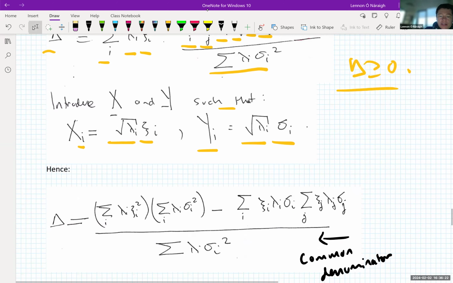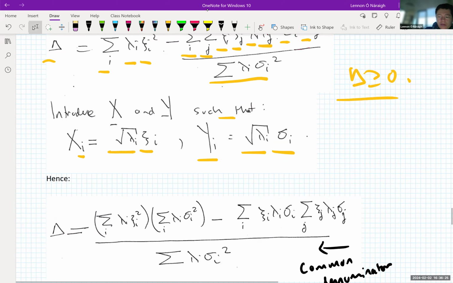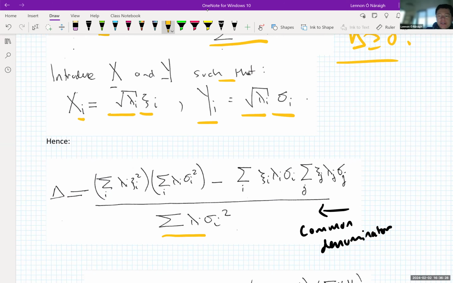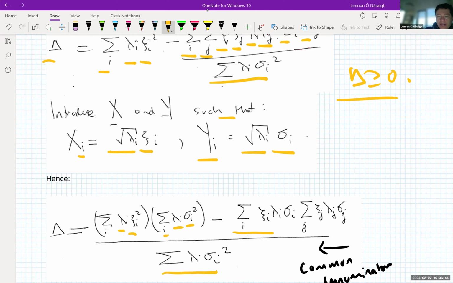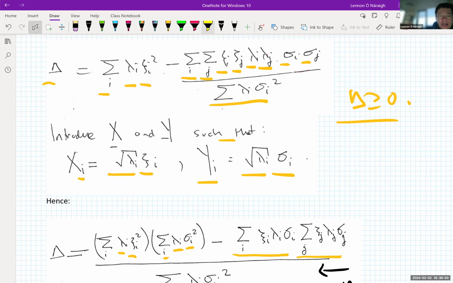And when I do this, well, in the next line, I actually don't do anything apart from taking a common denominator with respect to the previous line, so that delta is the sum over I of lambda I psi I squared, which I had before, and now taking a common denominator, the sum over I of lambda I sigma I squared minus what I had before, the double sum, which I now separate out into a sum over i's and a sum over j's.